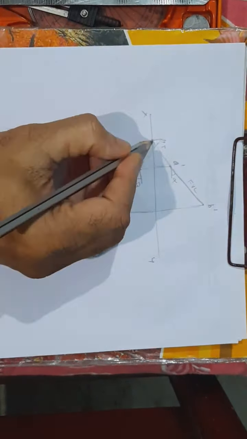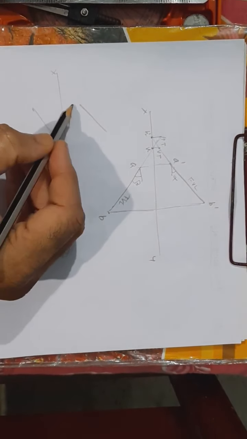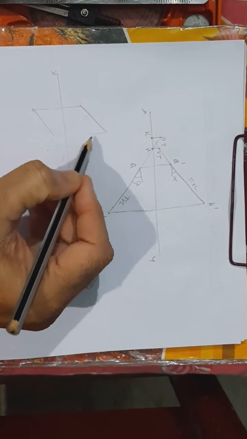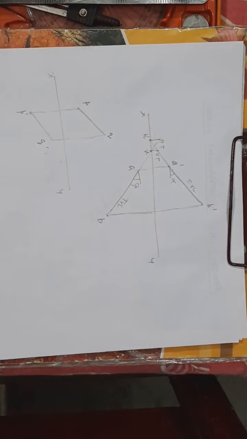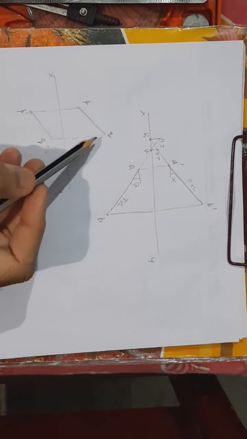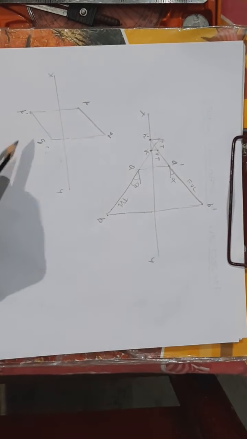So depending upon how the line's ends are positioned with respect to your HP and VP, suppose you have straight line projections like this. Let me name this PQ and this P dash Q dash. The line is in the third quadrant completely because the top view is drawn above the XY line and the front view is below.